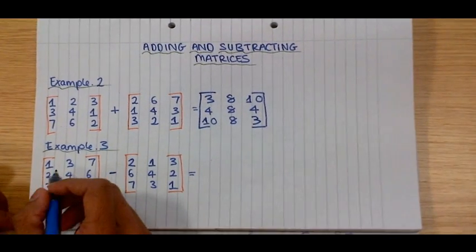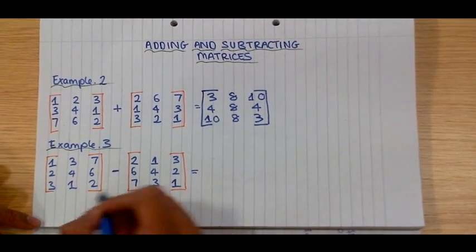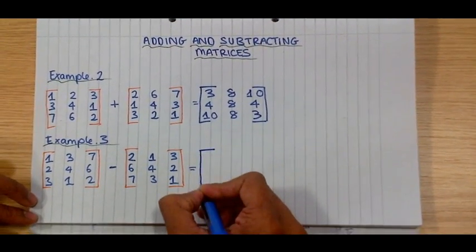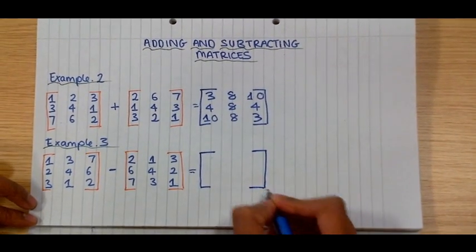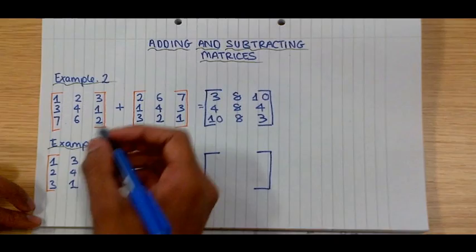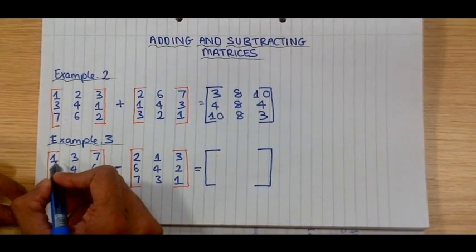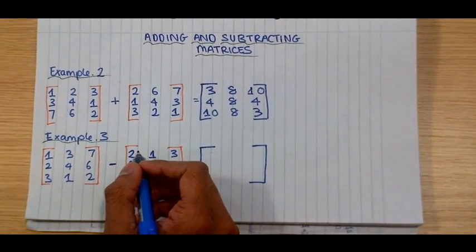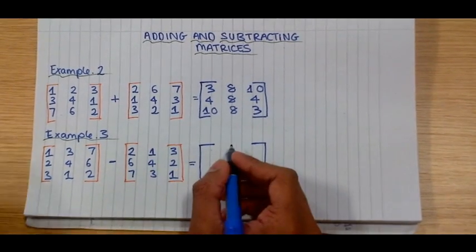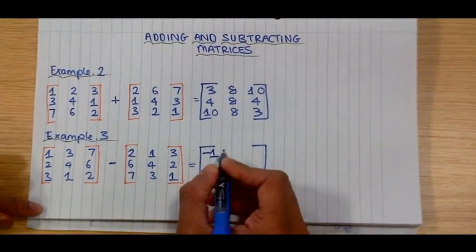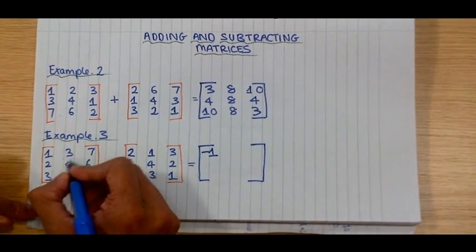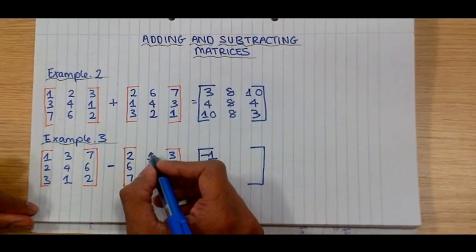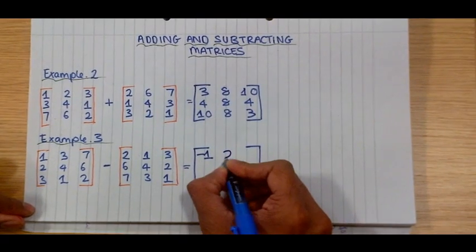In the next example, I'll be showing you how to subtract matrices, which is a similar process to addition, except we're subtracting the elements. So we create our resultant matrix where we place the answers. So similarly, we would take the first element from the first matrix, which here is 1, subtracting the first element in the second matrix, which is 2. So our answer is minus 1. Then take the second element from the first matrix, which is 3, subtracting the second element in the second matrix. So our answer will be 2, and so on.